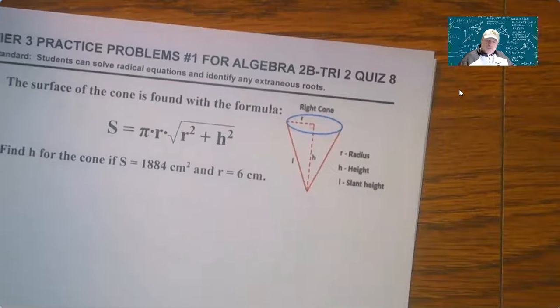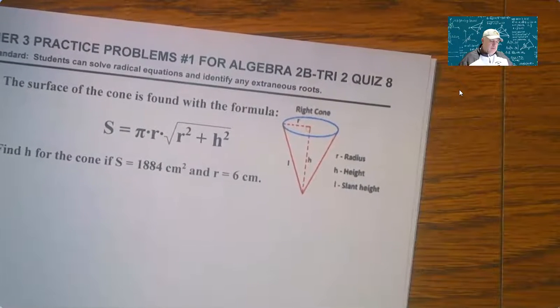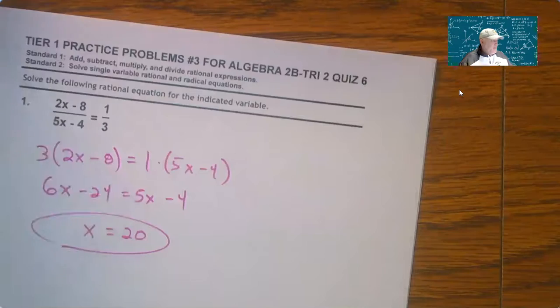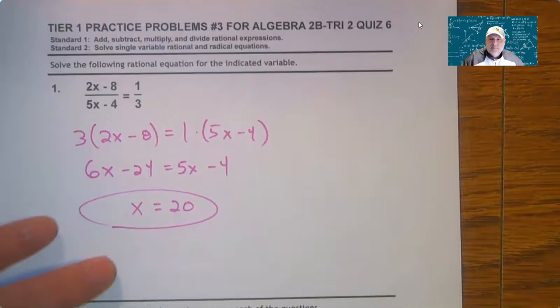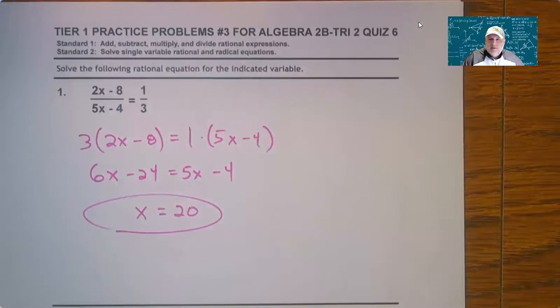Oh. This snuck in here. This is not, okay, that's for quiz 8. All right, good enough. Practice quiz 3. For quiz 6, Algebra 2B, second trimester.